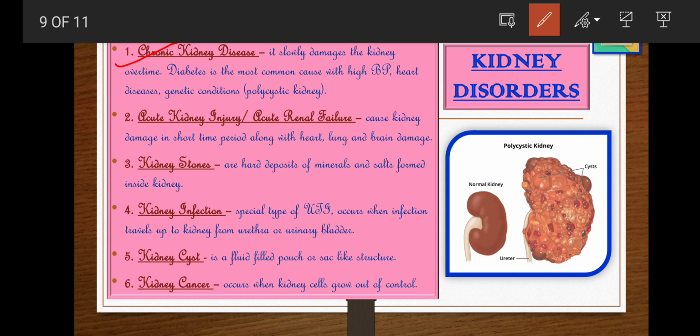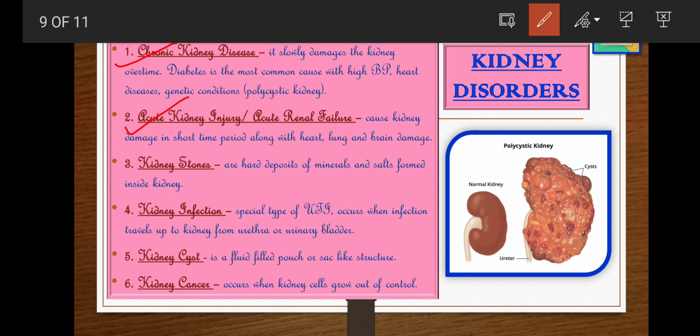The second disease is acute kidney injury or acute renal failure, which in short we can say as AKI and ARF. This ARF or AKI causes kidney damage or failure within a short period of time, which may damage other organs as well, such as the heart, lungs, and brain. It may be caused by major burns, excessive bleeding, severe dehydration. It can occur often in older individuals and hospitalized patients, especially those who require intensive care.